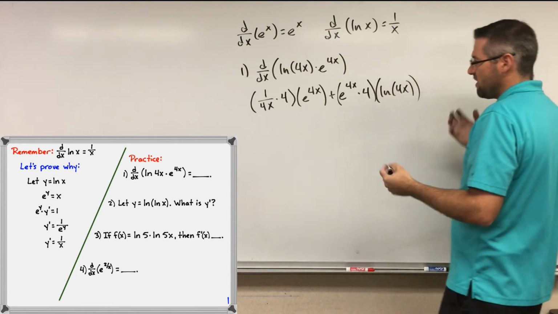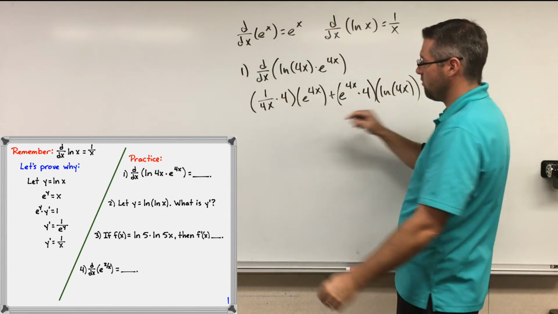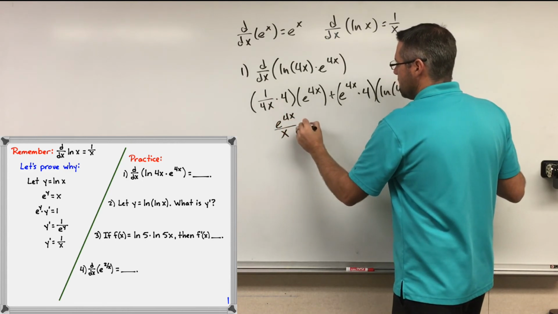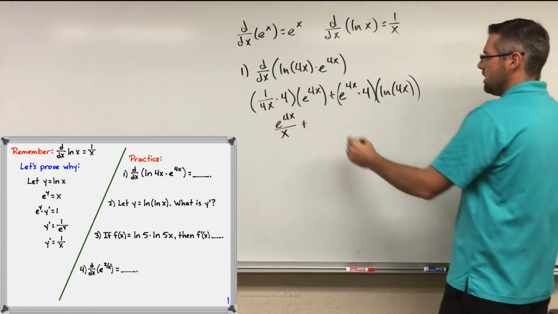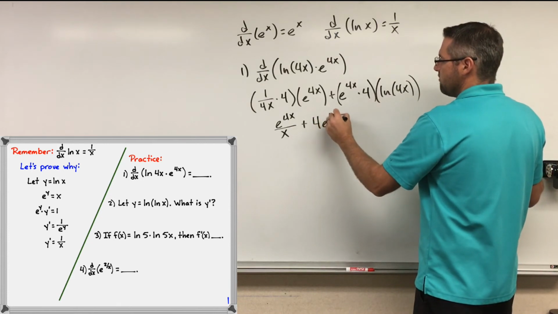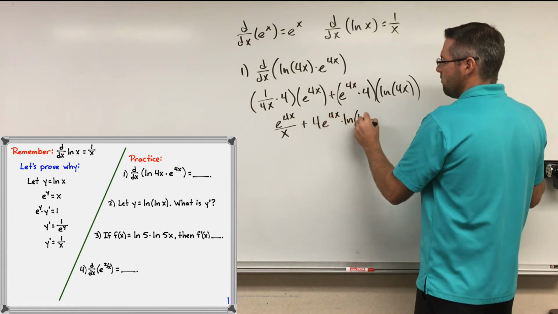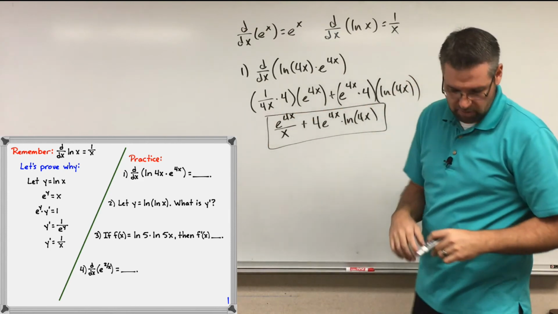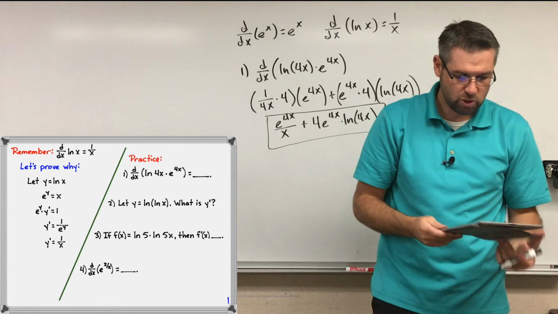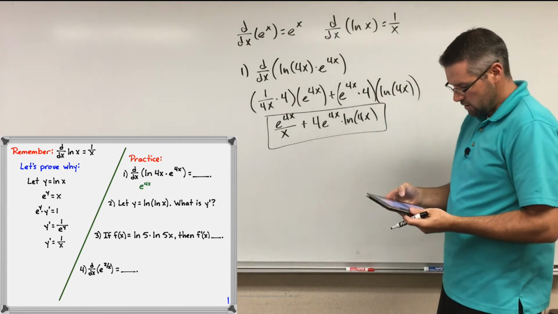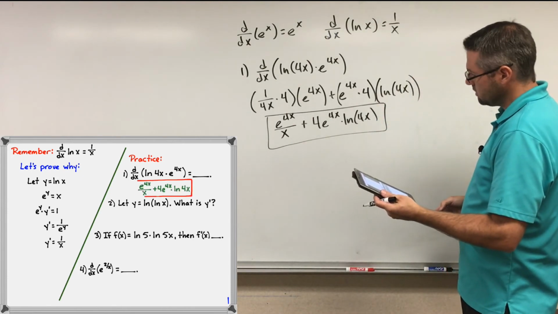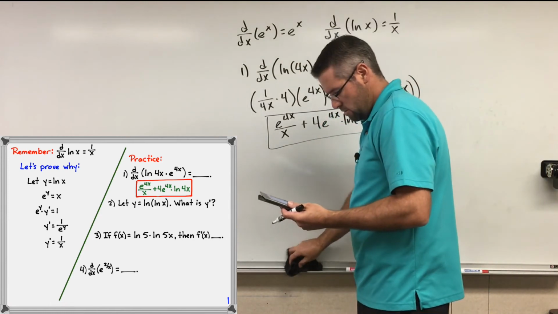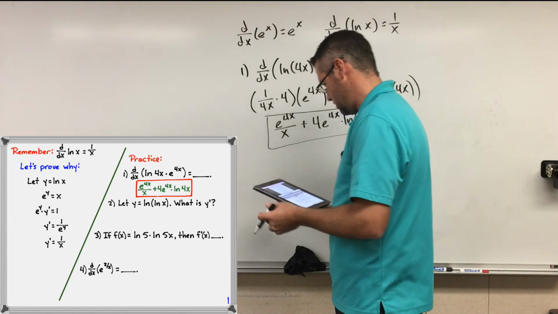We can maybe simplify this a little bit because the 1 over 4 times 4 reduce. So we're left with e to the 4x over x. And then plus over here, we would end up with 4e to the 4x times natural log of 4x. So that is our first example, dealing with exponentials and logarithms together. All right, let's make sure that is correct. And it is.